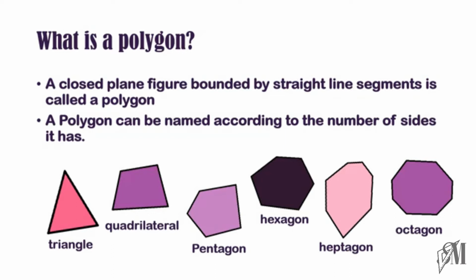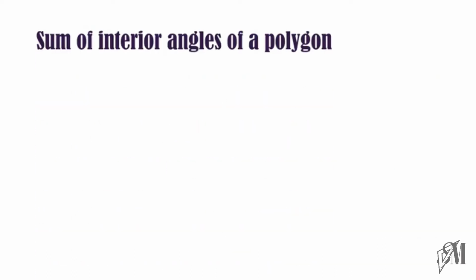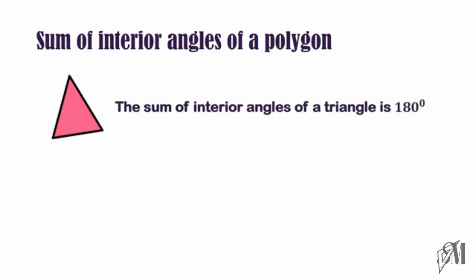So let us see more about angles of a polygon. First of all, we are going to study the interior angles of polygons. If you take a triangle, in small grades, you have learned the sum of interior angles of a triangle is 180 degrees. With this knowledge, we are going to find out the sum of interior angles of the other polygons.